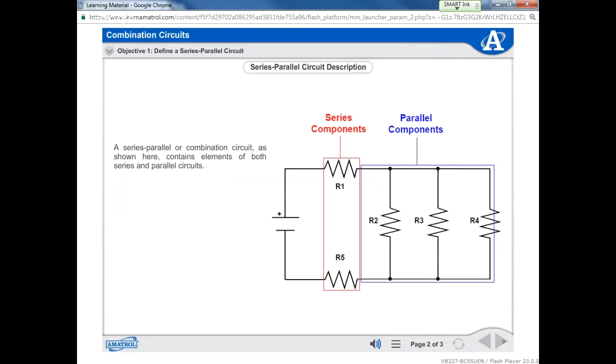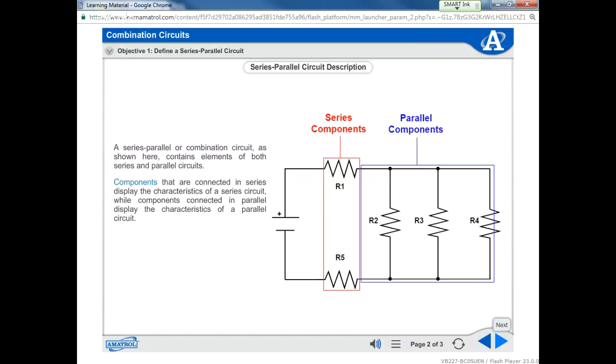A series parallel or combination circuit is shown here. It contains elements of both series and parallel circuits. Components that are connected in series display the characteristics of a series circuit, while components connected in parallel display the characteristics of a parallel circuit. Okay, so now we're moving into combinations. We're doing both.